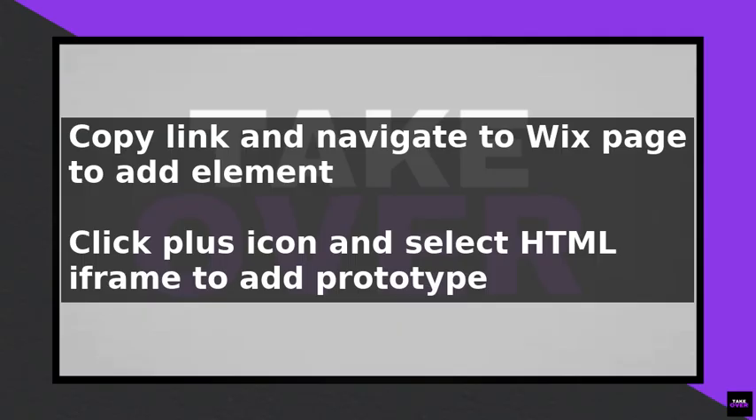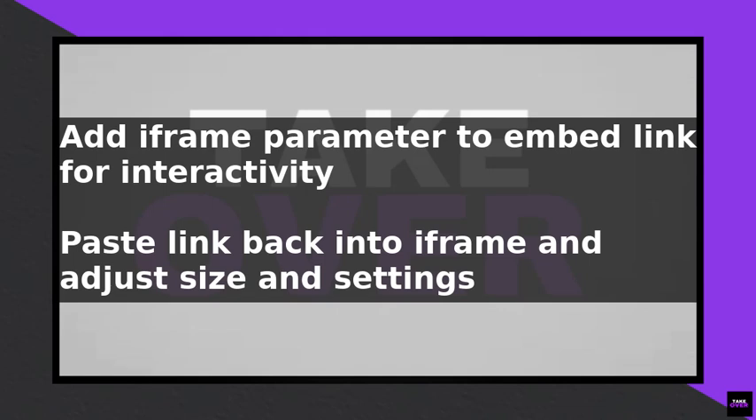To make the prototype interactive, you need to add a parameter to the embed link. This parameter is called iframe. It allows the prototype to be displayed in an iframe and still be interactive. Add the iframe parameter to the embed link and paste it back into the iframe in Wix. Finally, click on Apply and then click on Publish to make the changes live on your website.